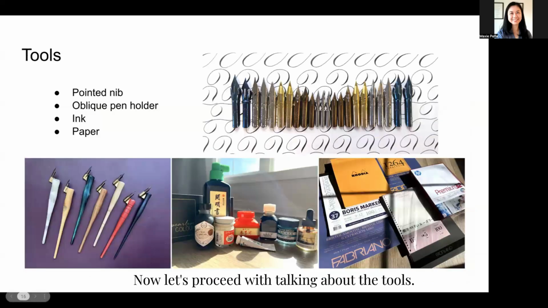Okay, now let's proceed with talking about the tools. I have here on the screen nibs, oblique pen holders, ink choices, and paper choices. For nibs, there are so many different brands out there. They differ by flexibility and sharpness. The more flexible a nib is, the thicker you can make your shades. For heavy hands, I would recommend G nibs like Nico G, Zebra G, Tachikawa G, but just note that it could strain your hand faster because it is stiff.